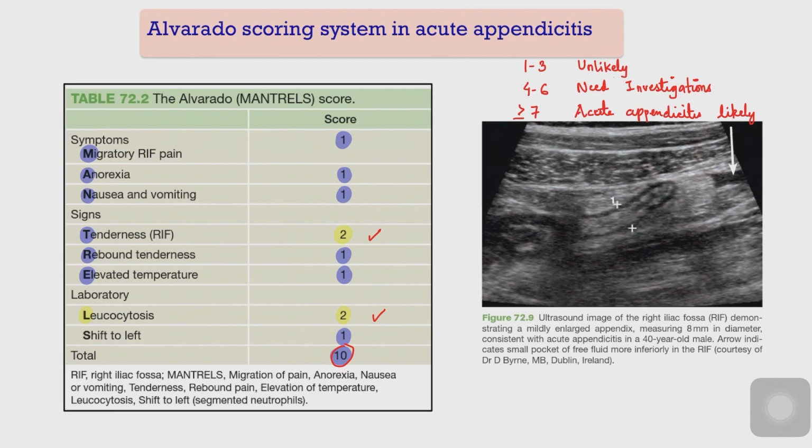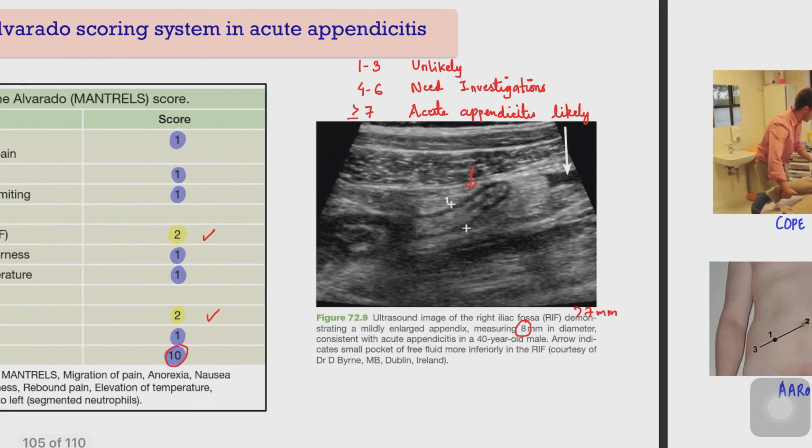As you can see in the diagram, you have this USG imaging modality where you will see this tubular structure, and as you see here, it is measuring 8 mm in diameter. A tubular structure of more than 7 mm diameter with probe tenderness is diagnostic of acute appendicitis, and USG is mainly used in children and pregnant females for diagnosis of acute appendicitis.